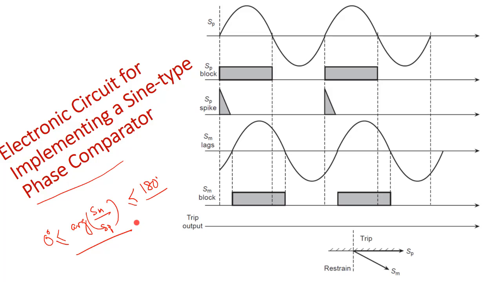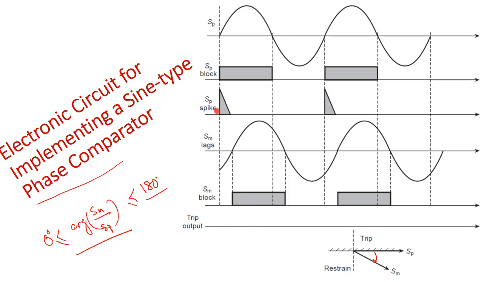If Sm is lagging Sp, then whatever the angle may be, under that condition it should not give any trip signal. That means under this condition we can see Sm is lagging Sp, and your trip output should be 0. So how will we get this?